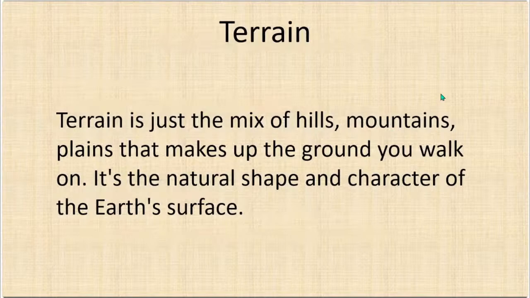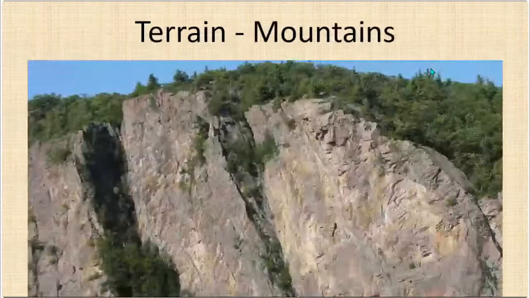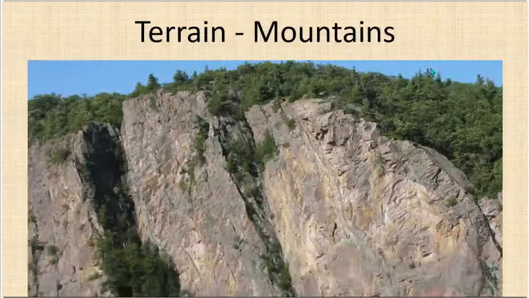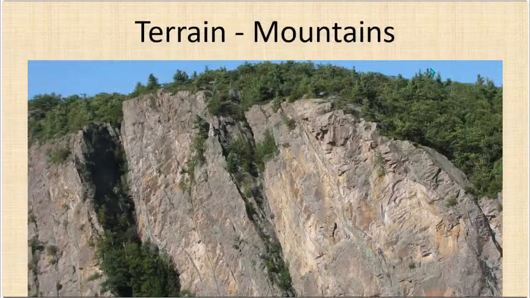So first, let's take a look at terrain. Terrain is just a mix of hills, mountains, plains that makes up the ground you walk on. It's the natural shape and character of the Earth's surface. So now what we're going to see is basically different types of pictures to explain what I mean by each element. So we have terrain mountains.